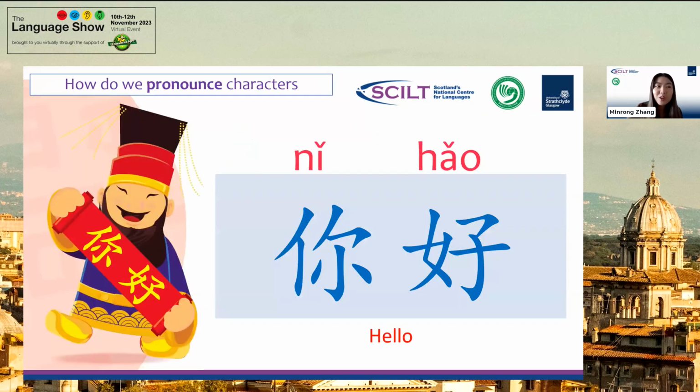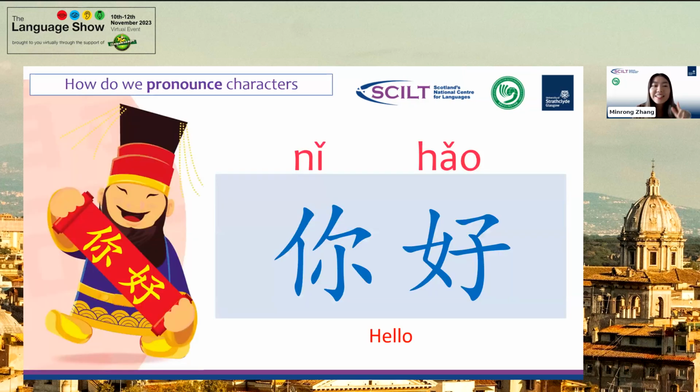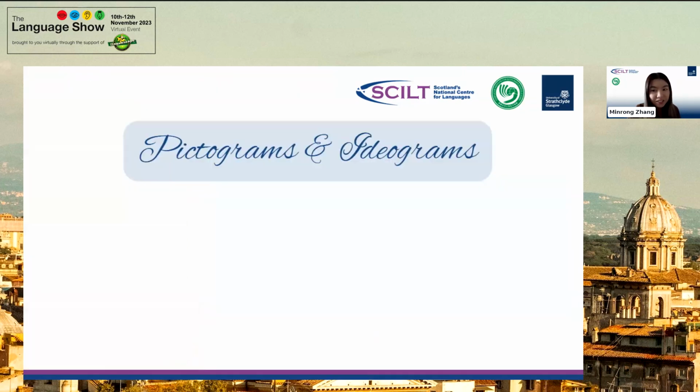And so now try again. How do we pronounce 你好? It's 你好, 你好. Okay, so that is the pronunciation of Chinese characters. So now let's talk about characters.